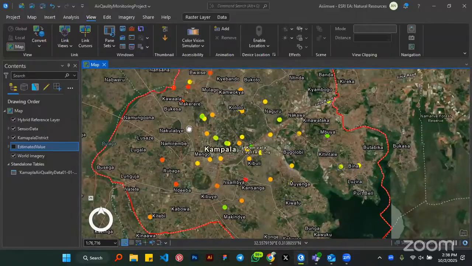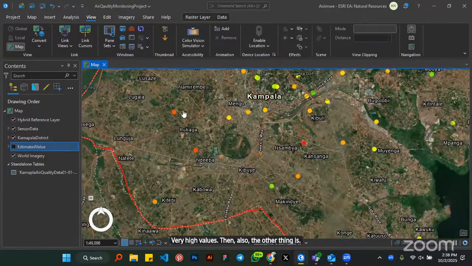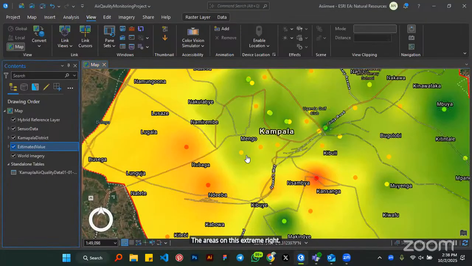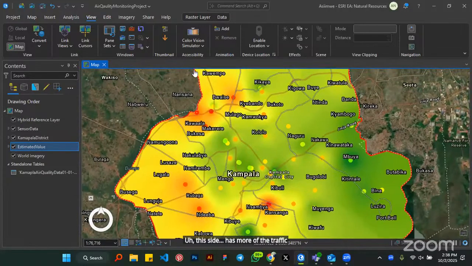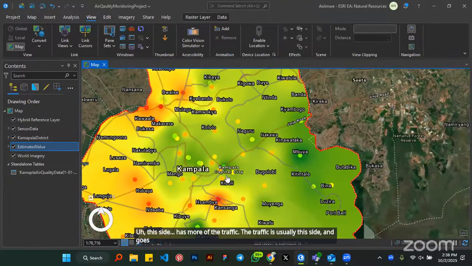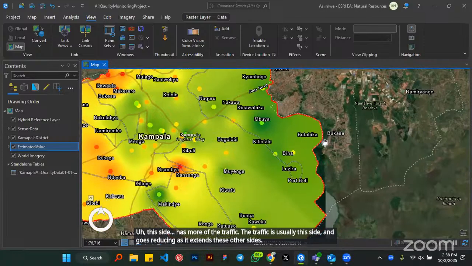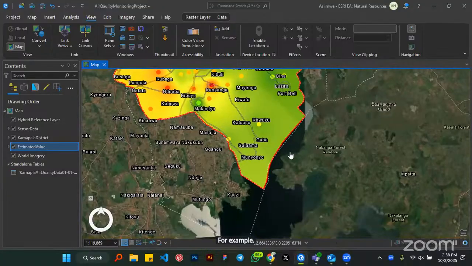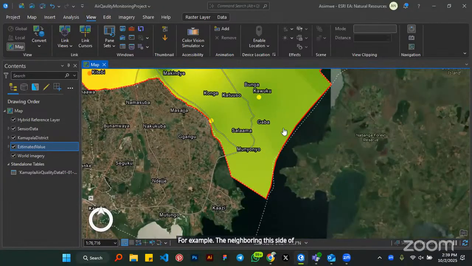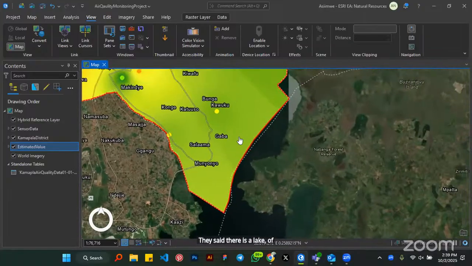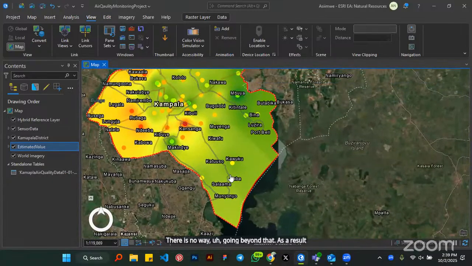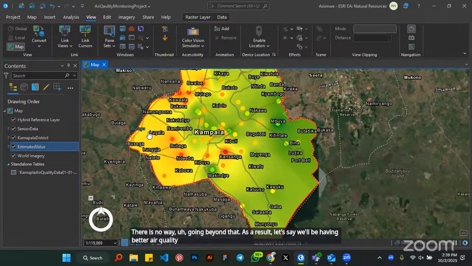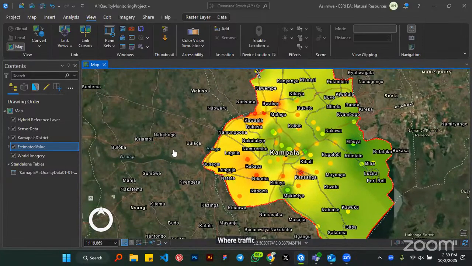Then the other thing is the areas on this extreme right, if I bring it back. They have higher values because this side has more traffic. The traffic is usually this side and goes reducing as it extends to the other sides. For example, on the side of Gaba and Nyonyo, there is a lake, which indicates that there is no way going beyond that. As a result, that side will have better air quality compared to this side where traffic jam is more concentrated.